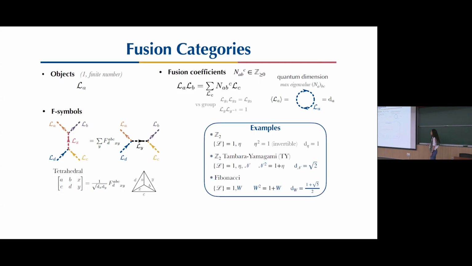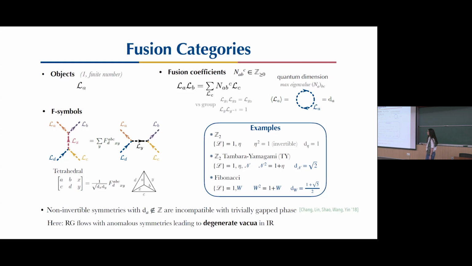So some examples. First, the familiar Z2 discrete group. Here you would have two topological lines, the identity and this eta line that squares to 1, so it's invertible, and the quantum dimension is 1. A generalization of that is the Z2 Tambara-Yamagami fusion category, where you have the same eta line, but now you also have this non-invertible line N with this fusion rule and a quantum dimension that is square root of 2. And the simplest non-invertible fusion category is this Fibonacci one, where you have two lines. One of them is non-invertible with this fusion rule and quantum dimension.